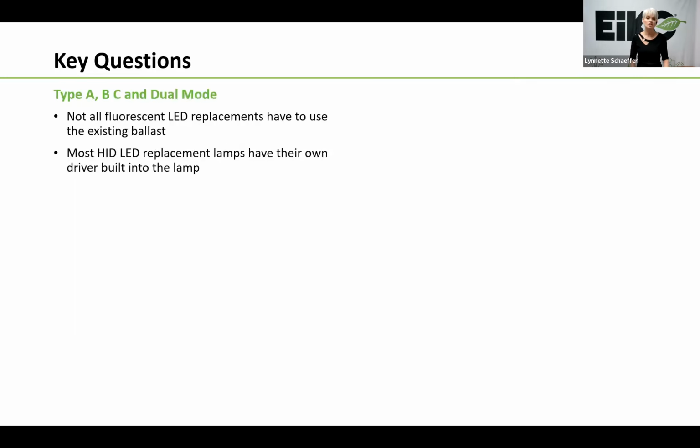Now, the most important question of all when dealing with fluorescent or HID replacements is, does the application require a type A, B, C, or dual mode? So why is this important? Well, not all LED lamps can work on the existing fluorescent ballast, and most HID replacement lamps have their own driver built in, so you have to disconnect the existing ballast before screwing in the replacement HID LED. Very important to know that.